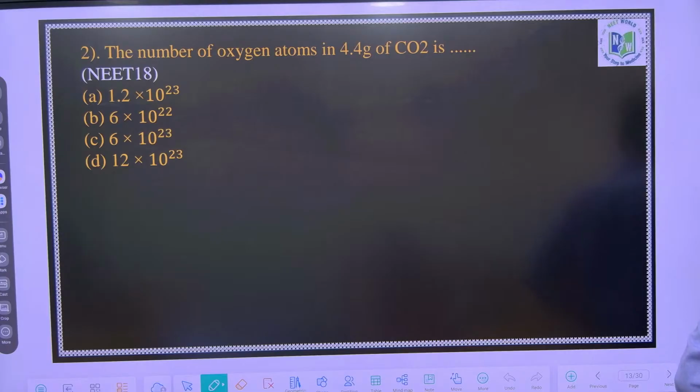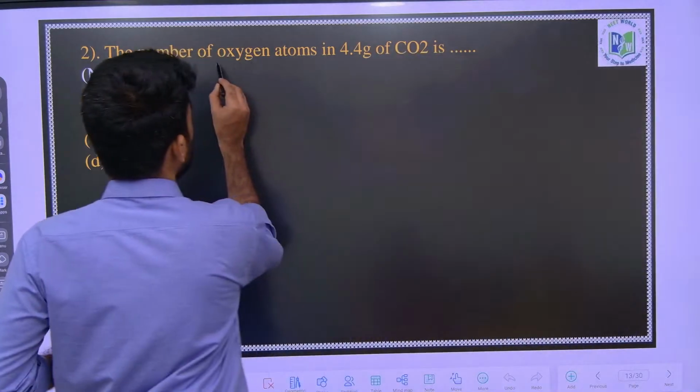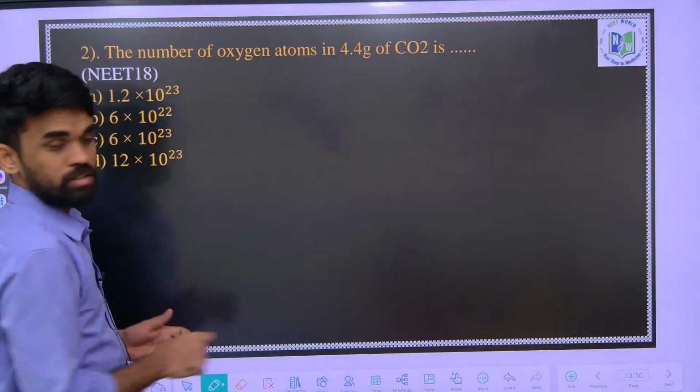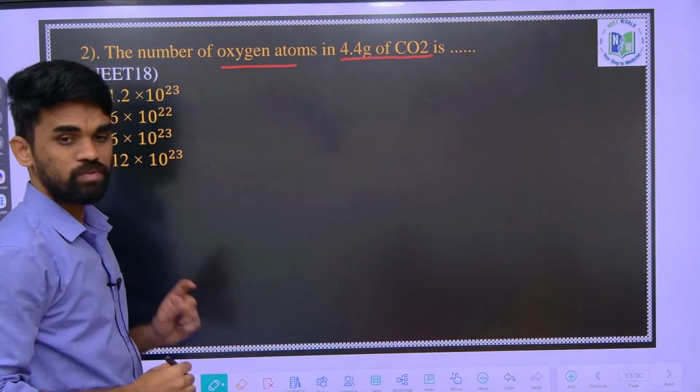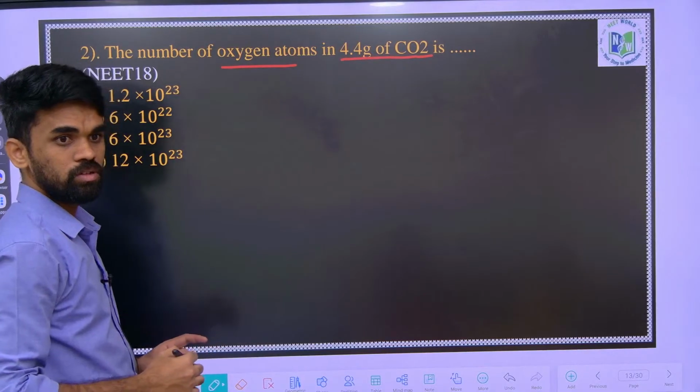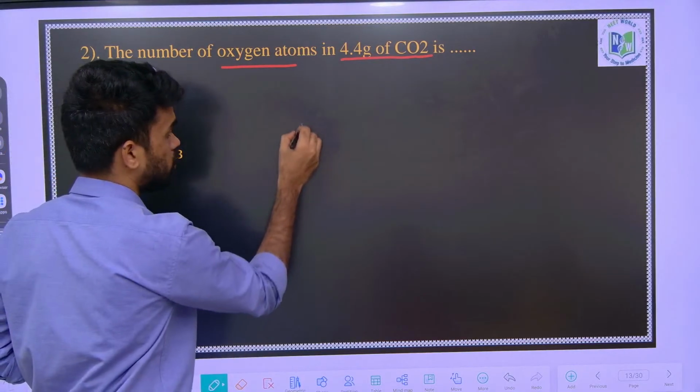Any answer? B? What is the question? Number of oxygen atoms, this model we did. See, number of oxygen atoms in 4.4 grams of CO2. First, what to do? Moles of what? Yes, perfect.